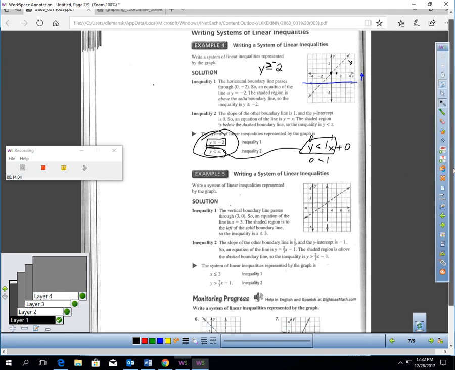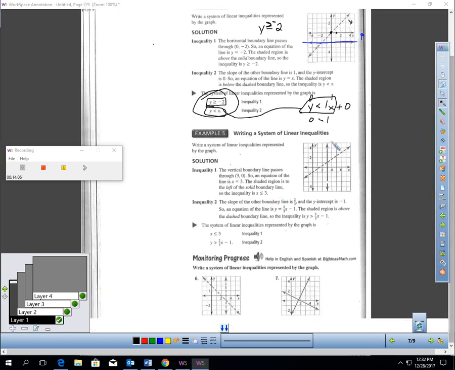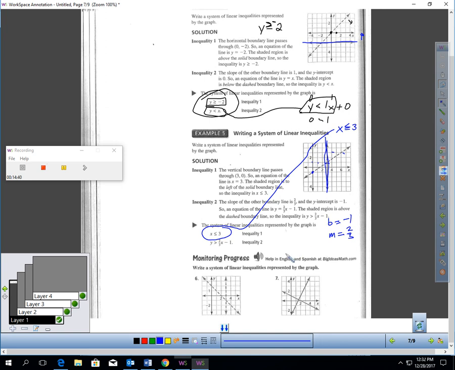Okay? Let's do one more. This one, you can see a boundary line clearly here. I'm trying to do it in blue. That would be x equal to 3, but we're shading left of that, so I would want x less than or equal to 3, which you can see here. And then here's my second line and boundary. Y-intercept negative 1, b is negative 1. Slope, it looks like we're going up 2 and over 3, up 2 over 3. So y would be 2/3 x minus 1.